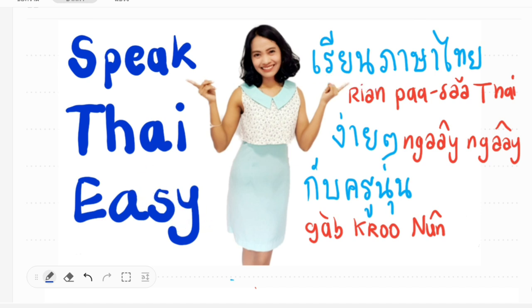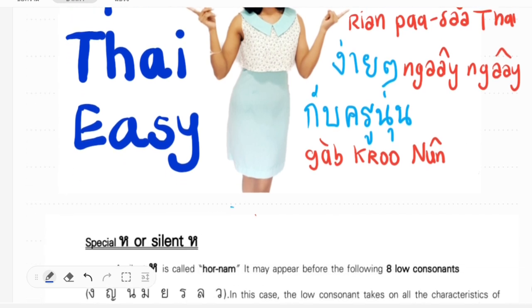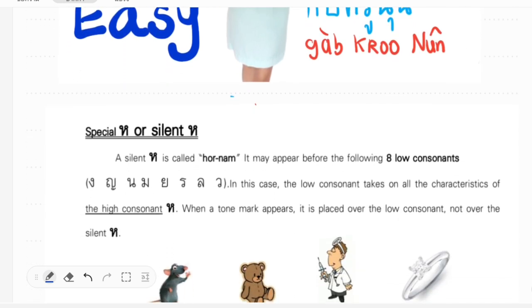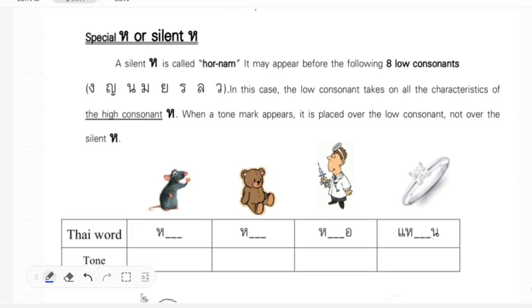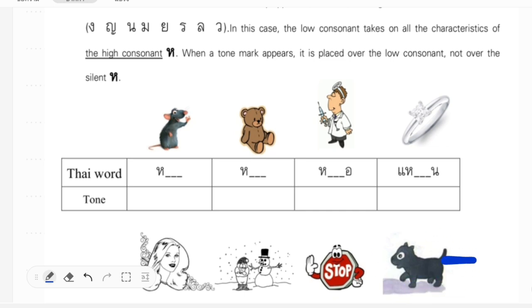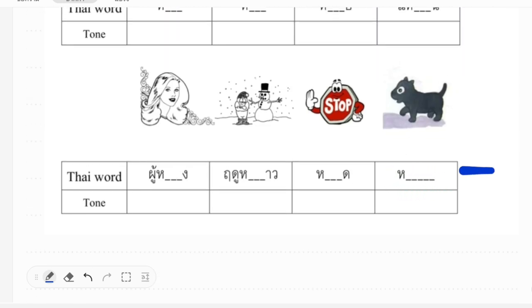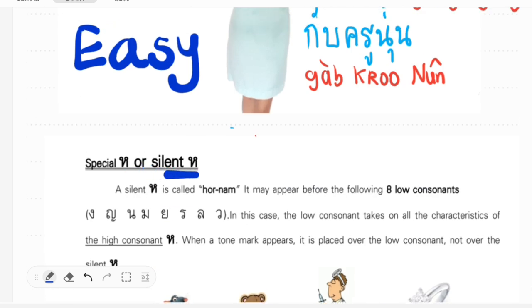Easy way to learn Thai with Kroo Nun. Today we are going to learn to read Thai with the rules of silent H. From the last lesson, Gal and glass story of lesson 3, you can see that there's a word for the word dog, the puppy dog, which in Thai we say "ma". It's written in Thai with Hoi heap, which is normally the silent H.